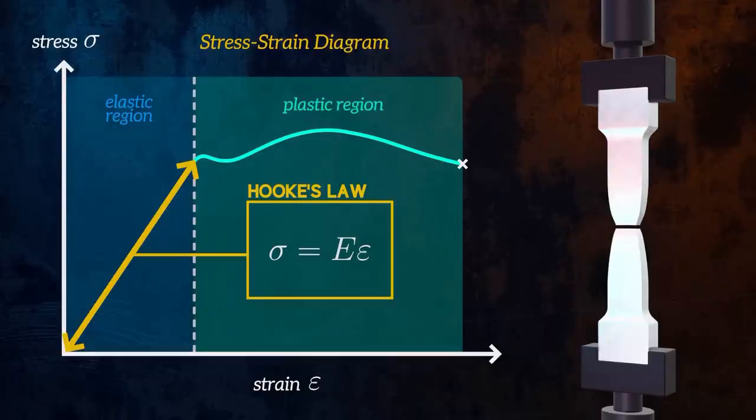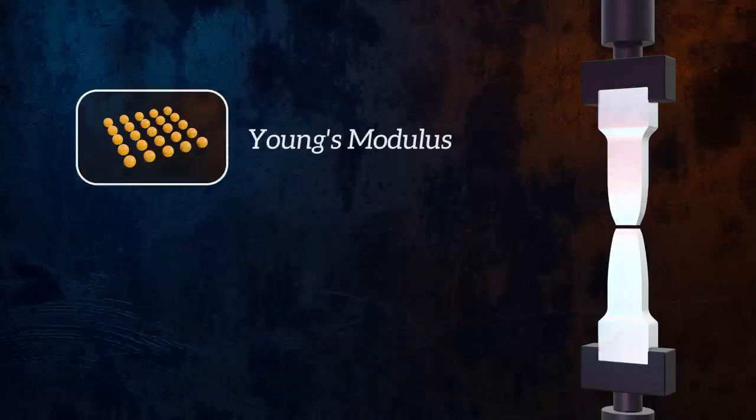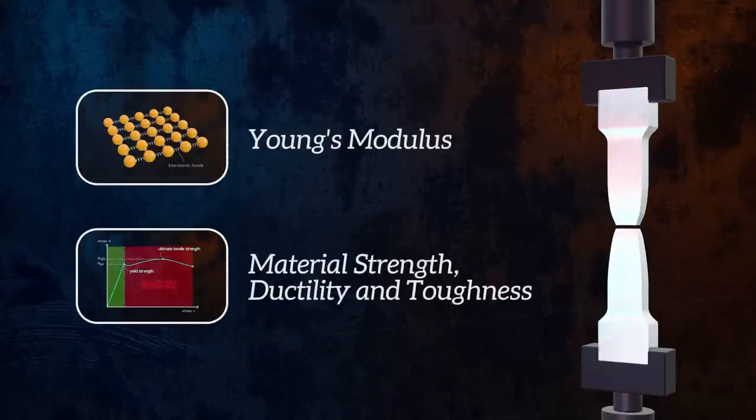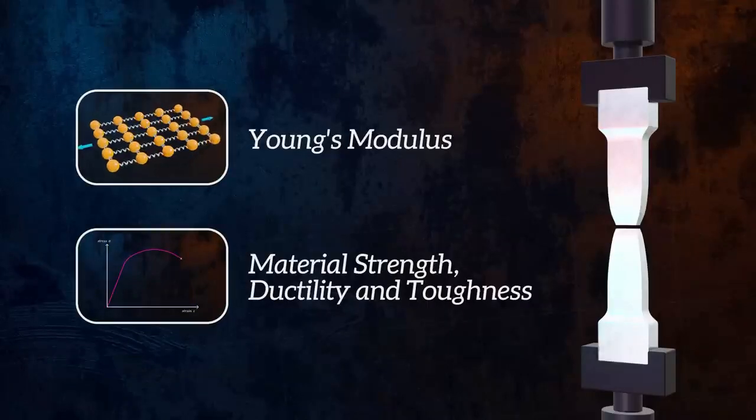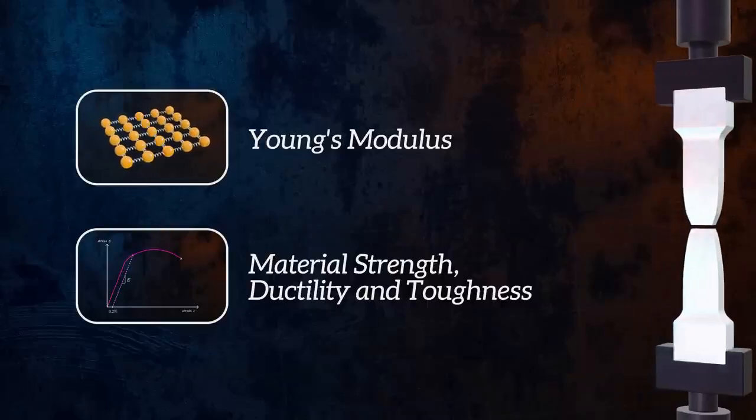You can learn more about stress-strain curves in my videos about Young's modulus, and about material strength, ductility, and toughness. So far, we have only talked about normal stress, which is stress acting perpendicular to a surface. The other type of stress is shear stress.